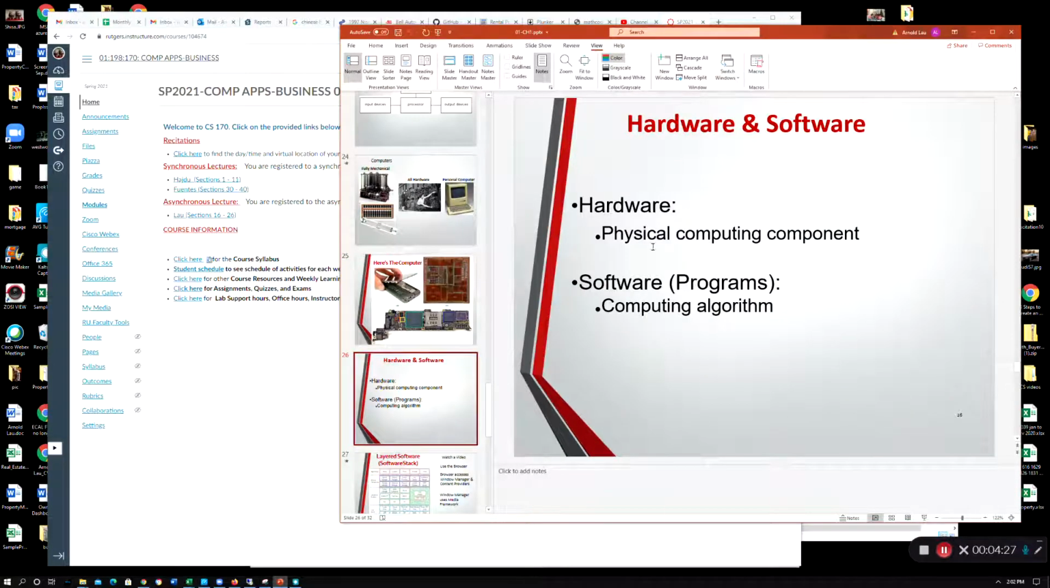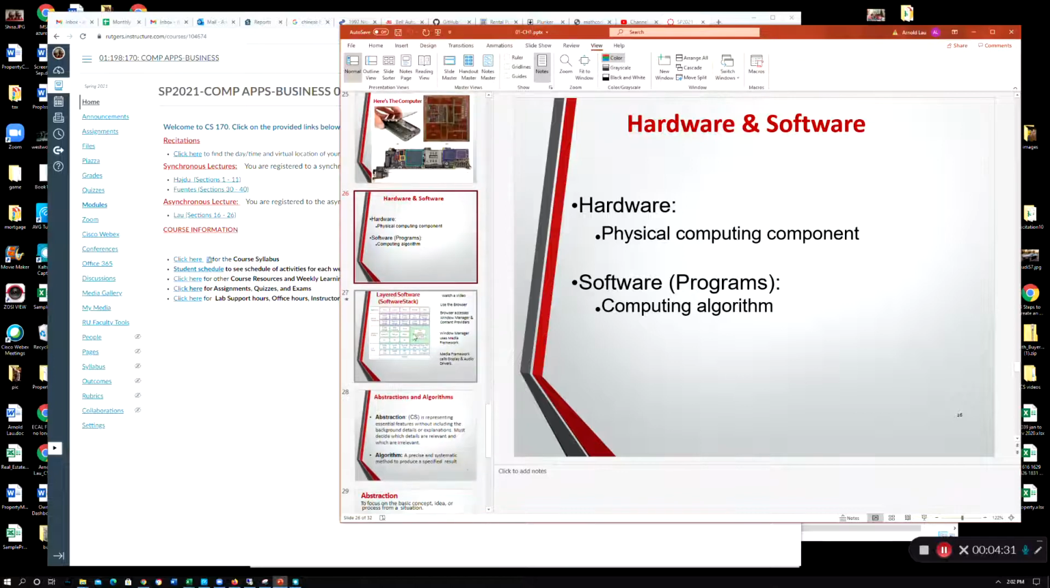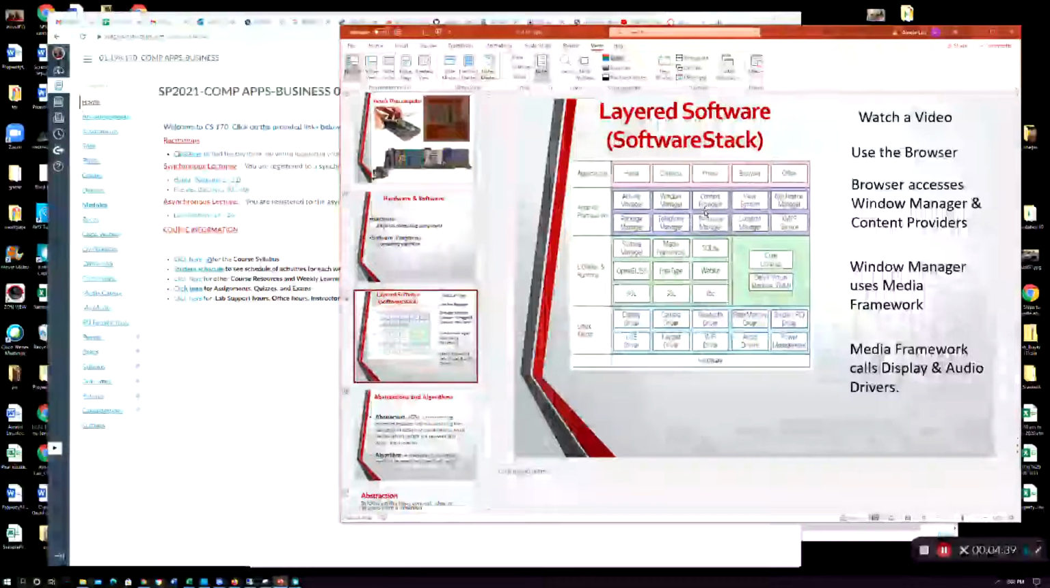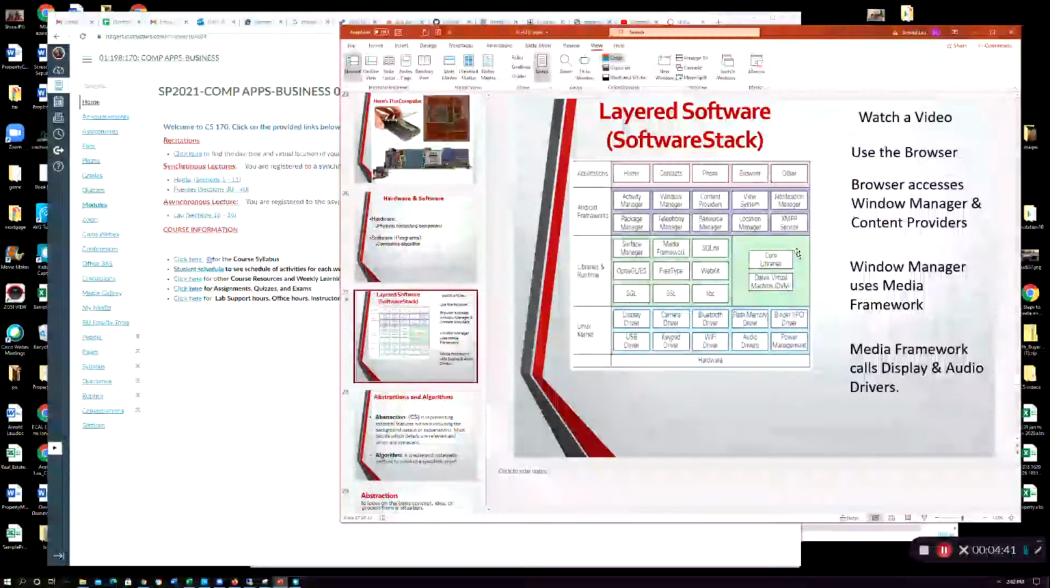So we've just been talking about the hardware. Let's go over to the software side of things. One of the ideas is what they call layered software, or a software stack. Usually what most normal people would be interacting with would be something on your browser. You're watching a video, those types of things. That's considered what we call the top of the stack, the application level here.